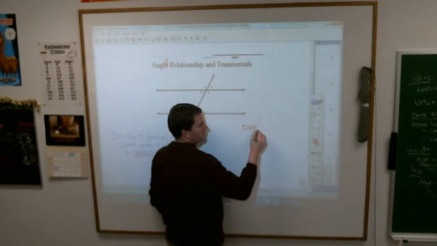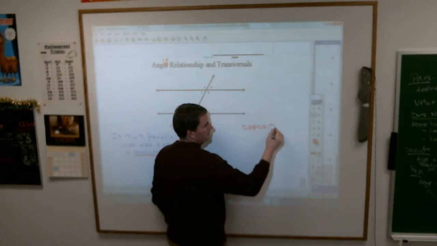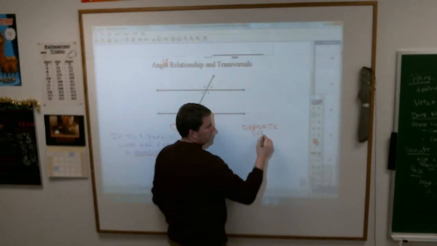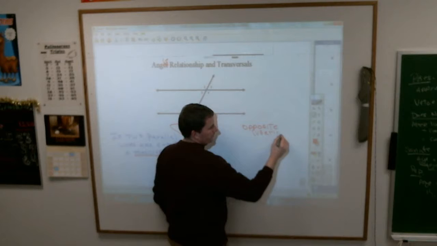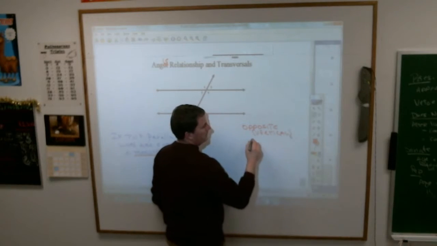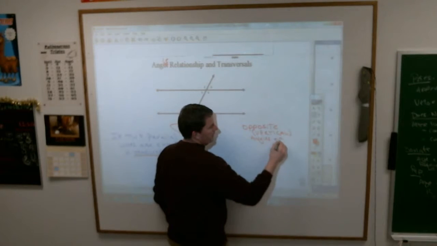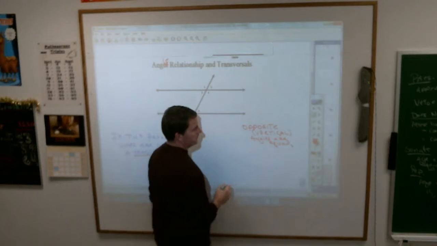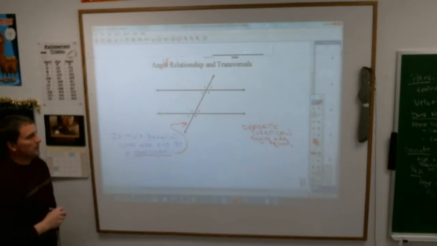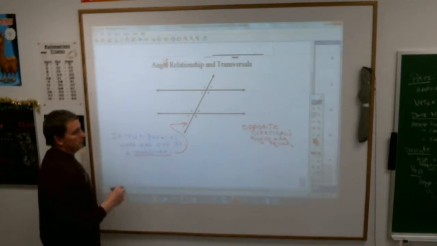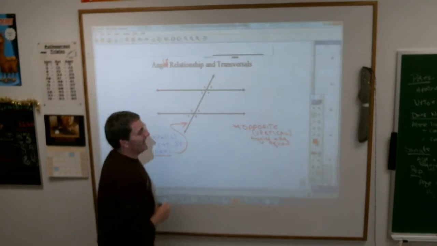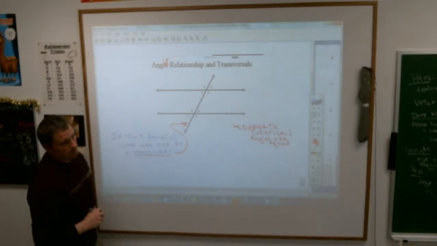Opposite, which are also known as vertical, angles are equal. That's a big one here. So, in other words, what would be an opposite angle or a vertical angle?